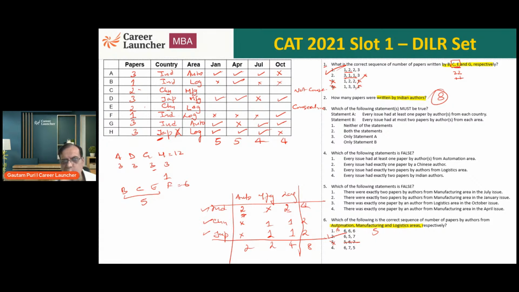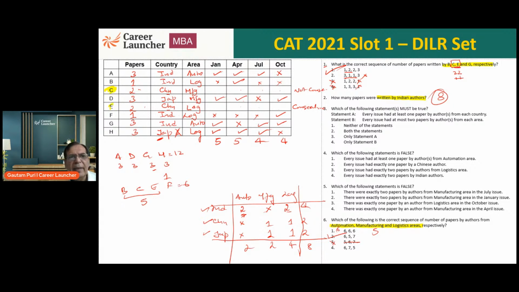Okay. Now, let me see. 1, 2, 3, 4. Between these 2 has to be 1. Between these 2 has to be 1. Between these 2 has to be 1. 1, 2, 3, 1, 2, 3. Okay, great. Now let's look at these 2.